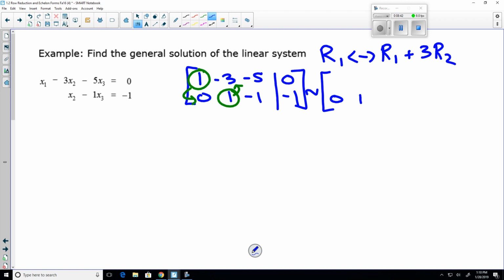Row 2, I'm going to keep the same. So 1 plus 0 is still 1. That's why it's important to make that entry a 0 first. Okay. -3 plus 3, 0. -5 plus -3, -8. 0 plus -3, -3. It's like that.